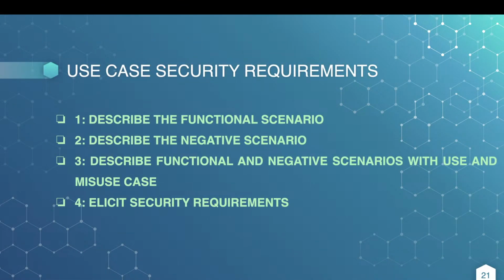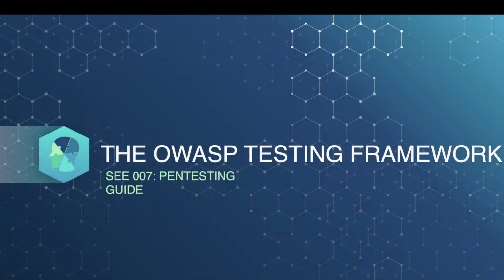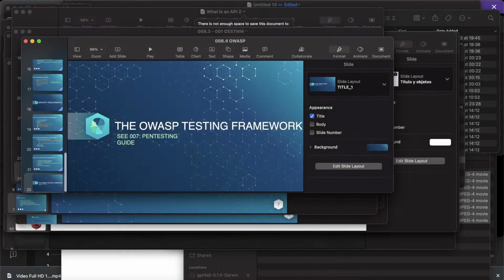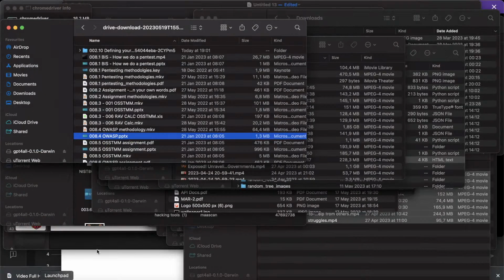Use case security requirements are what they say: use case for a blah blah blah, when blah blah blah, I want blah blah blah. We really want to talk about a functional scenario, a negative scenario, a functional and negative scenario with misuses, and we want to elicit security requirements from that. So that was the OWASP Web Security Testing Framework.